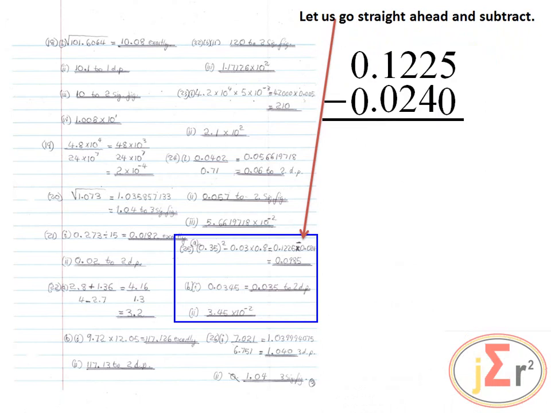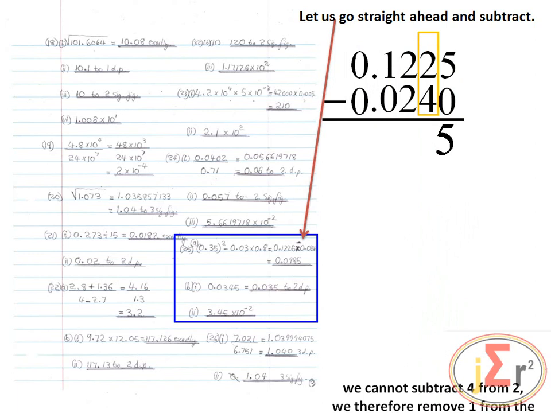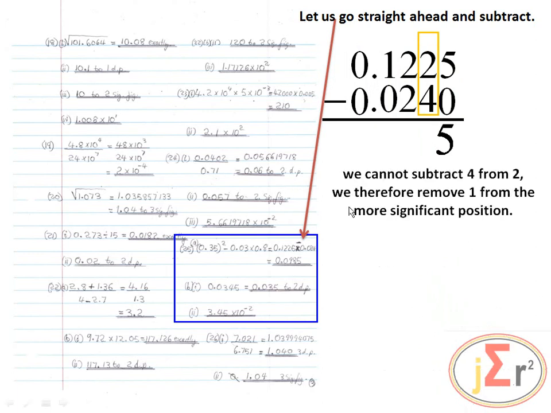Let us go straight ahead and subtract. 5 minus 0 is equal to 5. And now we are attempting to say 4 from 2, or 2 minus 4. We cannot subtract 4 from 2. We therefore remove 1 from the more significant position. Just a 1 there.